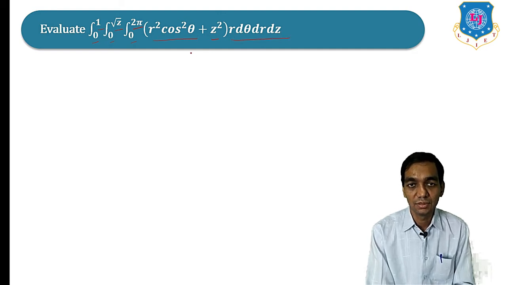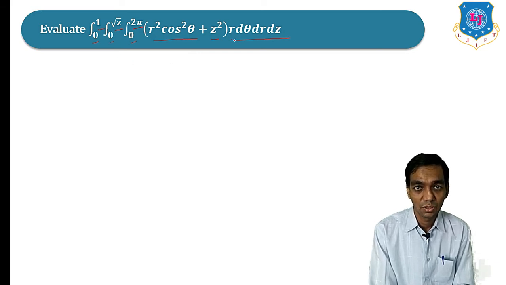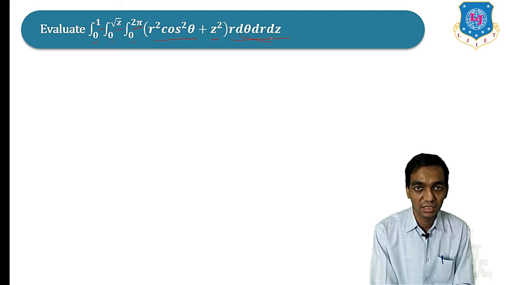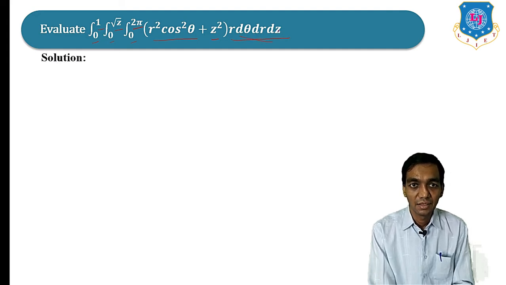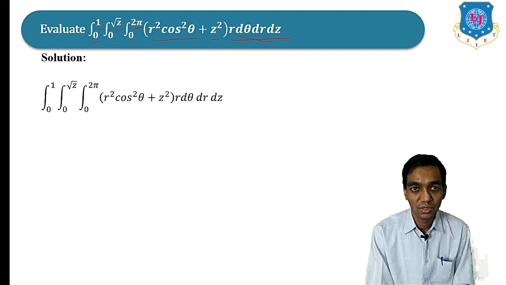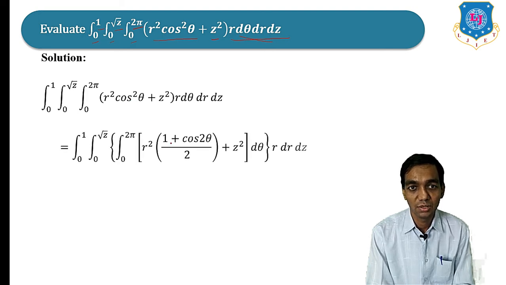Now see, these limits are already defined. First limit is for theta, second limit is for r, and third limit is of z, because here you have given the order d theta dr dz, correct? Now, first integration is with respect to theta. So cos square is not directly integrable. So what we are going to do, we are going to write cos square in the form of 1 plus cos 2 theta by 2. Now integrate this term with respect to theta.